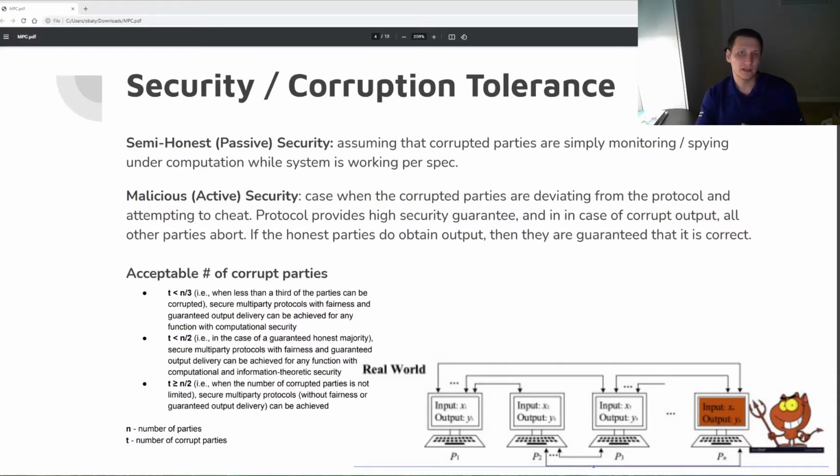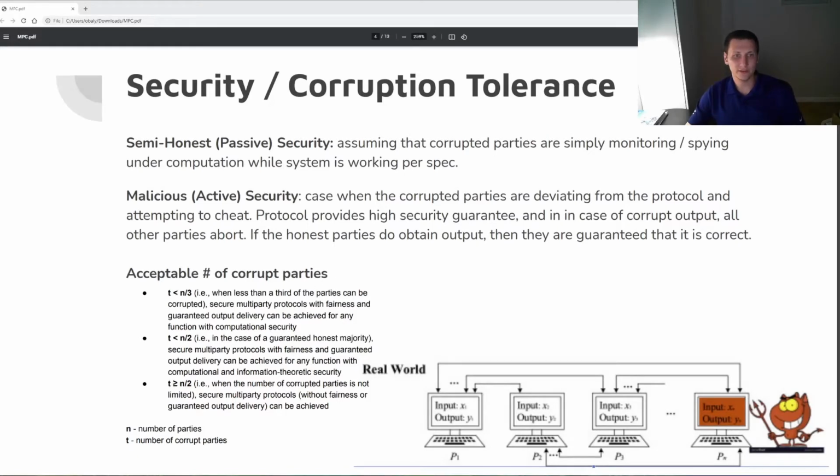And depending on the needs and depending on the requirements in the computation, there are different levels of tolerance for the corrupt parties. For example, let's say n is our number of parties and t is the maximum number of corrupt parties for the algorithm to still function properly. A third of all the participants corrupt is still okay for the protocol to be fair and guarantee the output delivery.